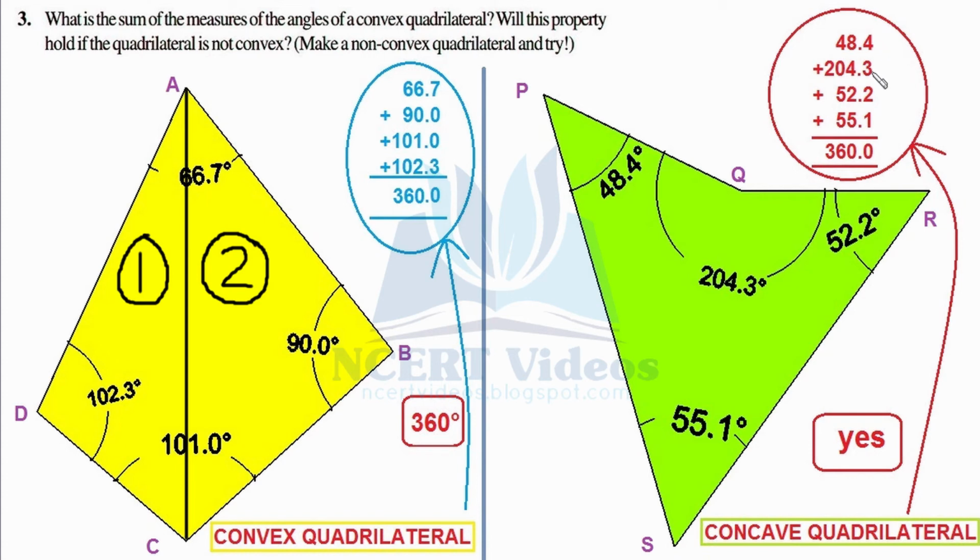4 plus 3 is 7, 7 plus 2 is 9, 9 plus 1 is 10, carry. 8 plus 1 is 9, 9 plus 4 is 13, 13 plus 2 is 15, 15 plus 5 is 20. 2 is carried, 4 plus 2 is 6, 6 plus 10 gives us 16, 1 carry, 2 plus 1 is 3. To our surprise, it again came as equal to 360 degrees. With this practical finding, we can conclude that the sum of measures of angles of a concave quadrilateral is also equal to 360 degrees. But to confirm our findings, let's try our method number 2.